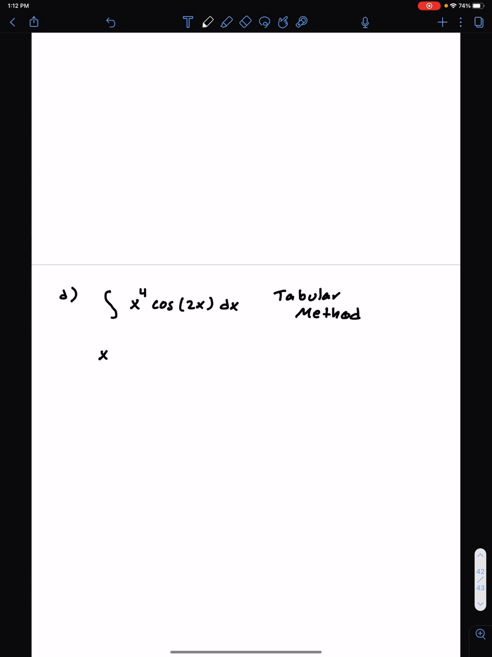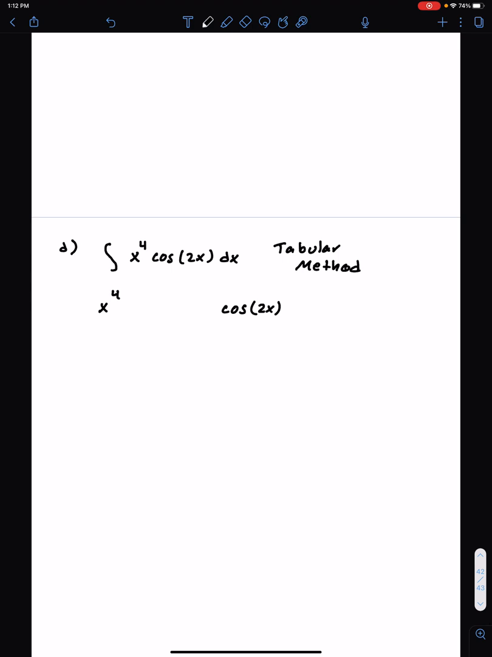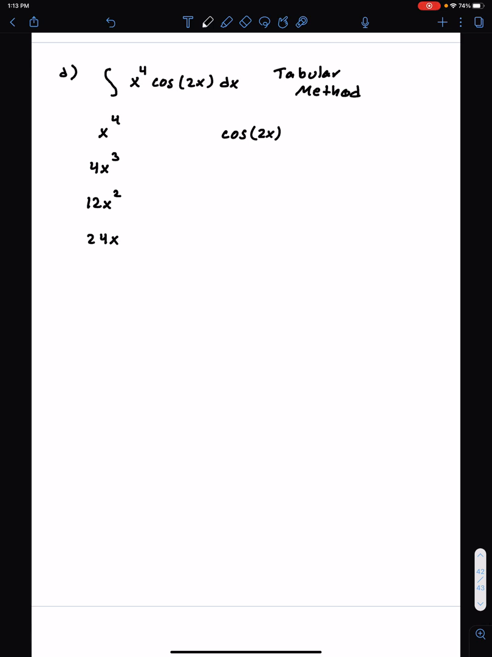So I'll make a column for x to the 4th, and then a column for cosine of 2x. I'm going to differentiate the column on the left down to 0. So the first derivative is 4x cubed. The derivative is 12x squared. Then 24x. Then 24, then 0.